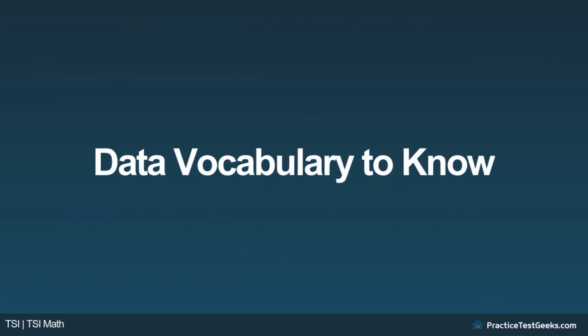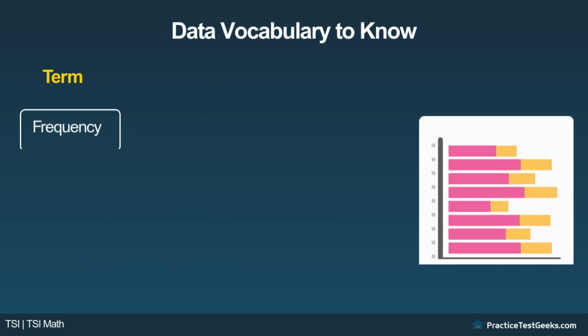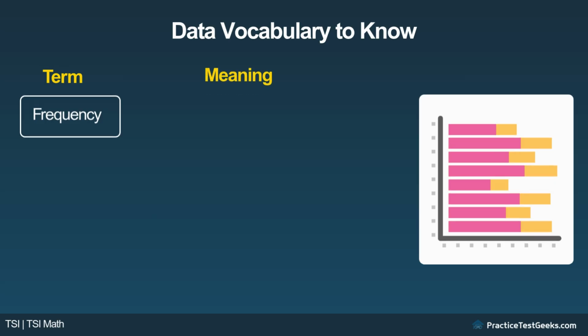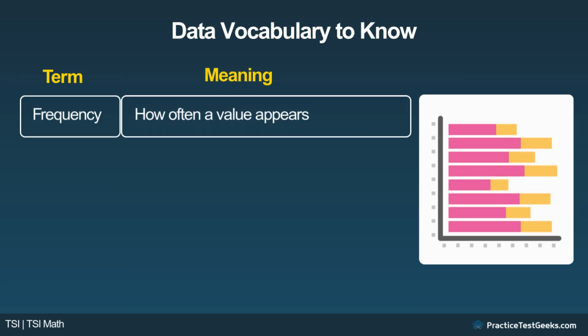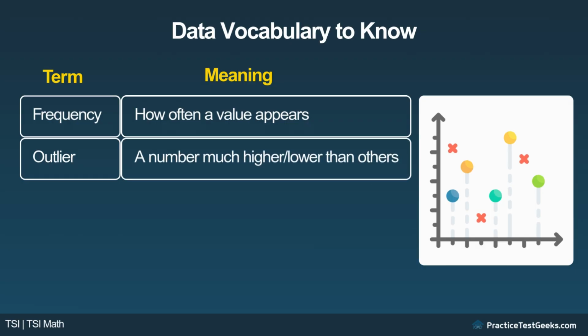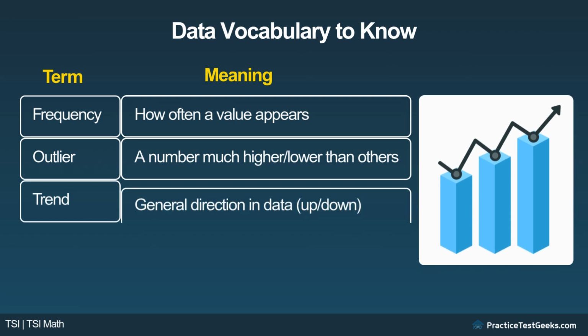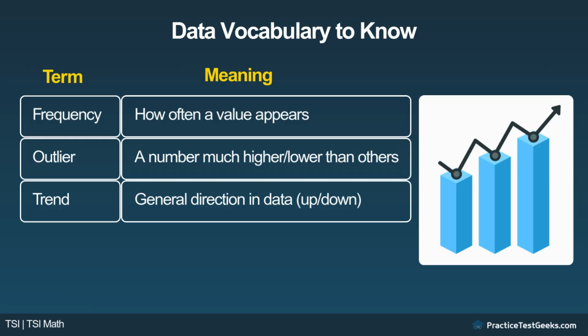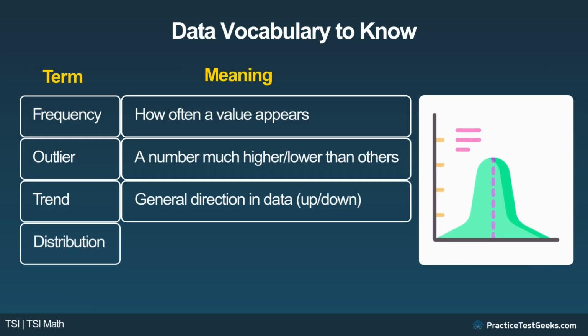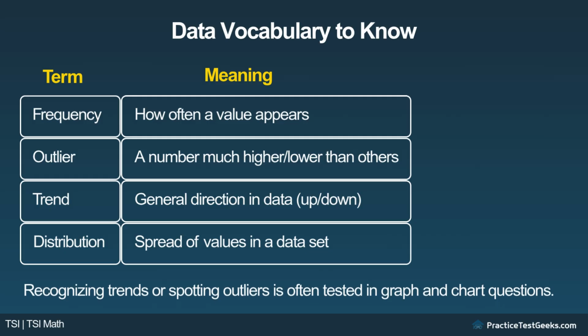Data vocabulary to know. Here are some important terms to know. Frequency, meaning how often a value appears. Outlier, meaning a number much higher or lower than others. Trend, meaning general direction in data, up or down. Distribution, meaning the spread of values in a dataset. Recognizing trends or spotting outliers is often tested in graph and chart questions.